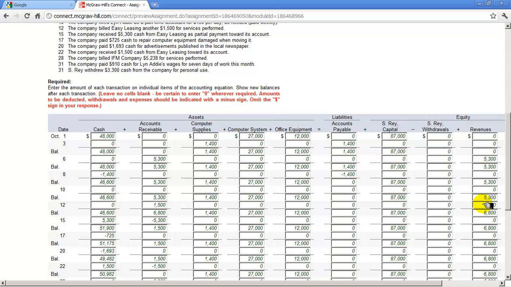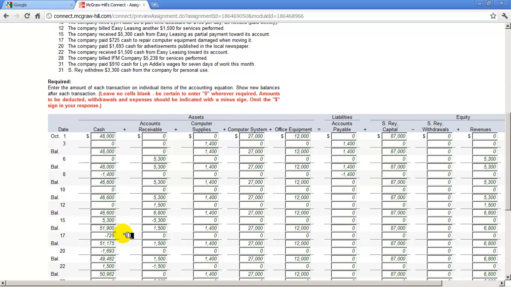Now let's go on to the 15th. The company received $5,300 cash from Easy Leasing as partial payment towards its account. So you want to increase cash by $5,300. You want to reduce the accounts receivable $5,300. That was from this first one created up here on the 6th. And since this increased this asset and decreased this asset, overall assets stayed the same.